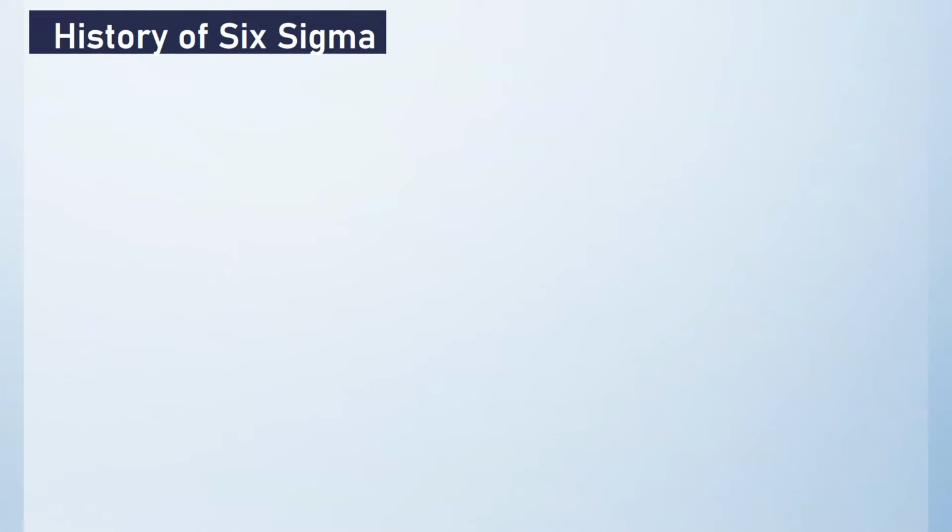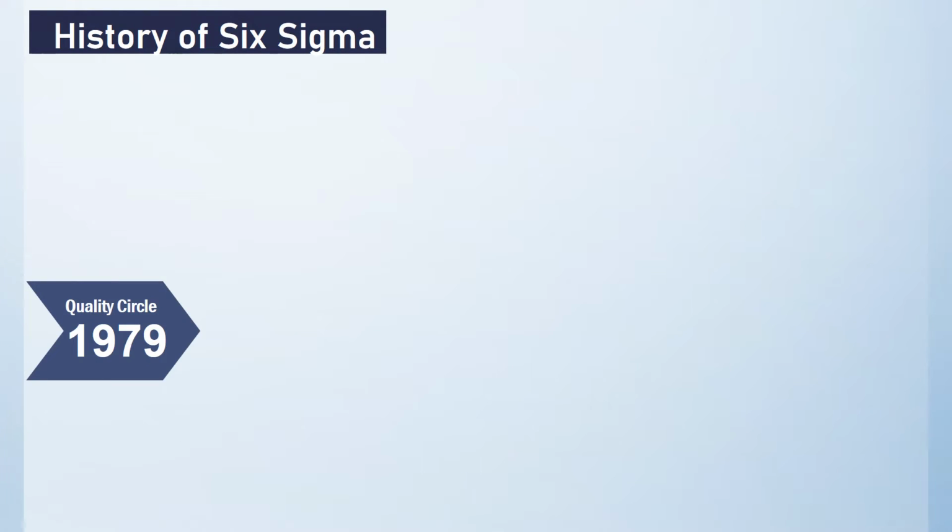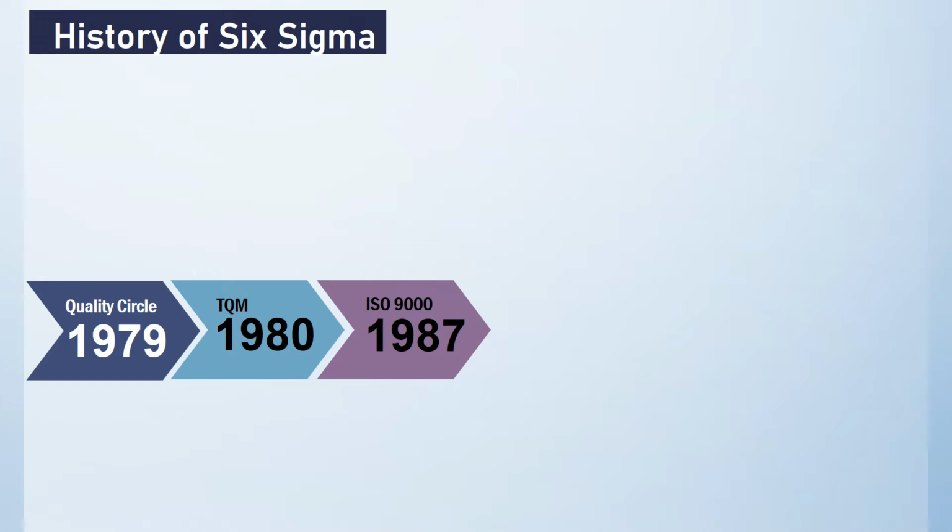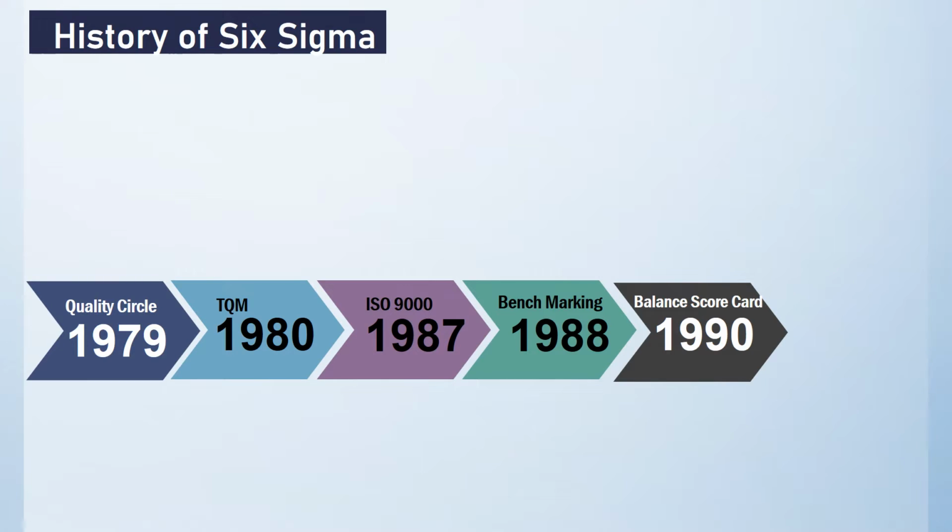So let us understand the history of Six Sigma. In 1979, quality circle was introduced, and in the 1980s TQM, total quality management concepts were introduced, and in 1987 ISO 9000 was invented. In 1988 the benchmarking concept was introduced, and the best practices were benchmarked all across the industries. The balanced scorecard concept was introduced in the 1990s. So this is the quality evolution year by year.